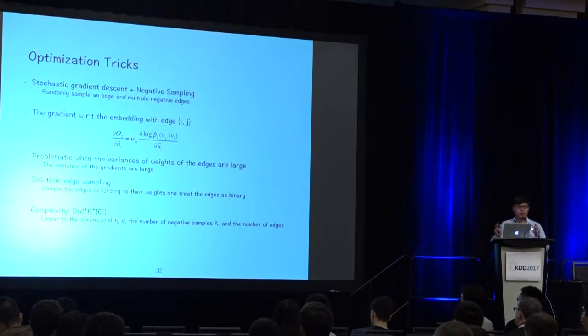And the variance of the gradient can be very huge, okay? And this will make the optimization loose. So in order to solve this problem, we proposed a technique called edge sampling.